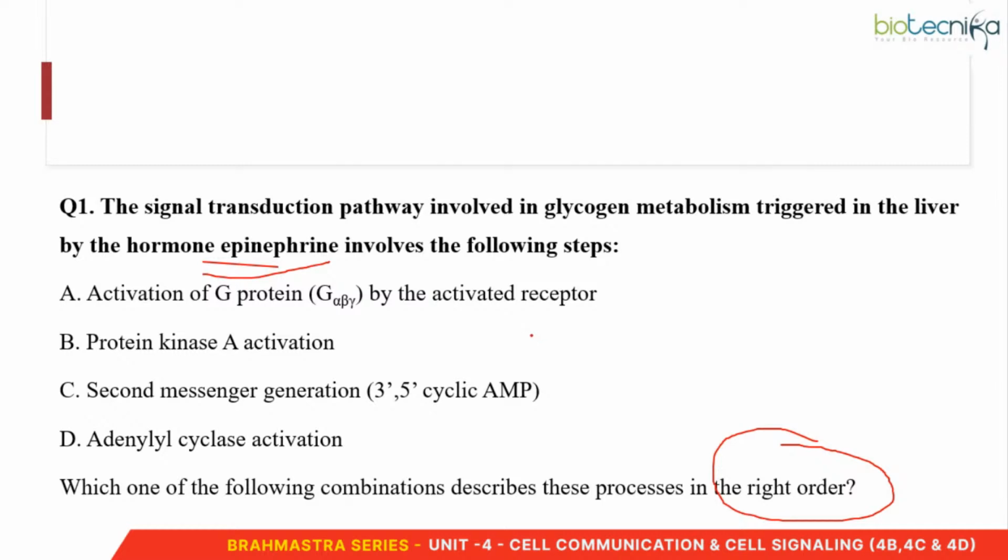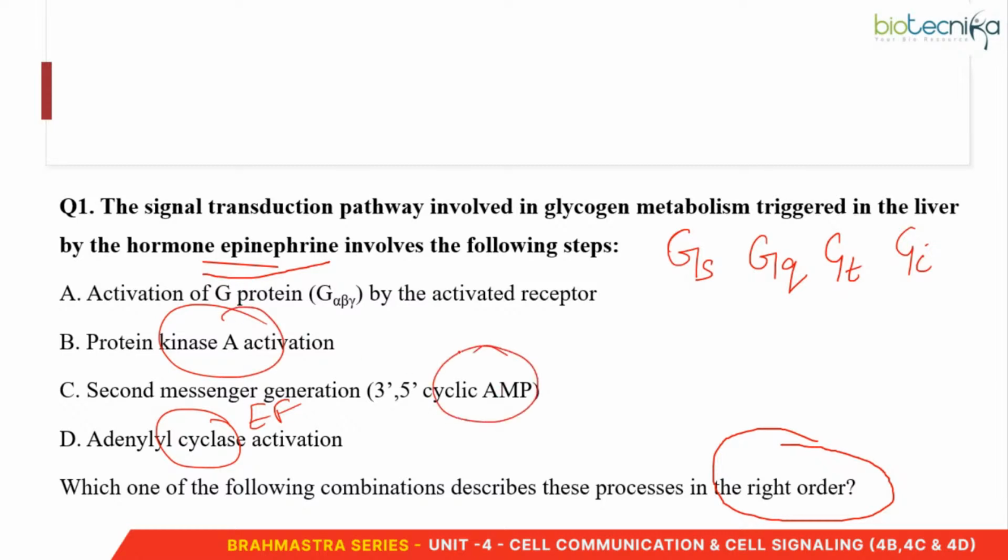Absolutely correct, Malini. This belongs to the GS pathway. We have four major GPCR pathways: GS, GQ, GT, and GI. How are you going to identify which category a pathway belongs to? You have to take into consideration the effector protein mentioned, the protein kinase, and the second messenger mentioned. Based on that, you can easily identify it.